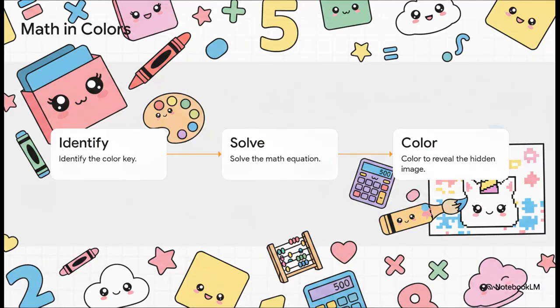And this multimodal approach builds so naturally into mathematics. This isn't just about making pretty pictures. It takes kids through a highly logical multi-step algorithmic process. First, you identify the color key, then you solve the math equation, and finally, you apply the color to reveal a hidden image. It's a genius way to teach procedural thinking early on.